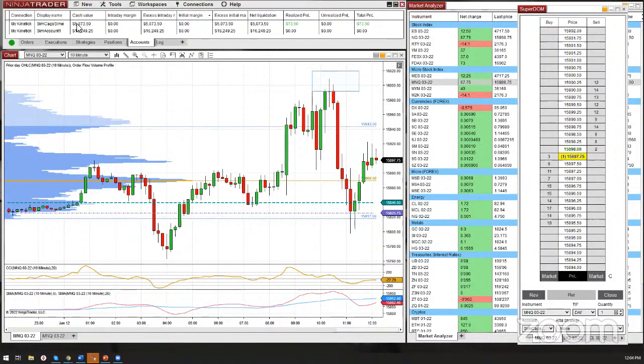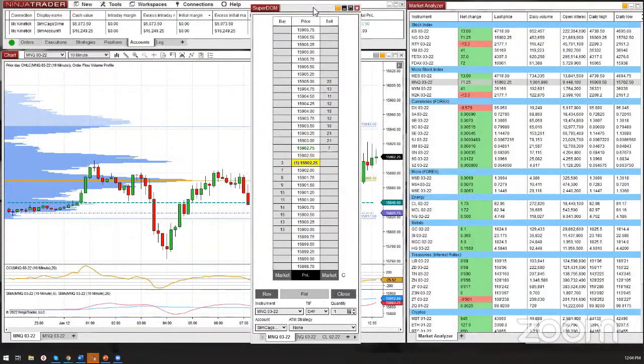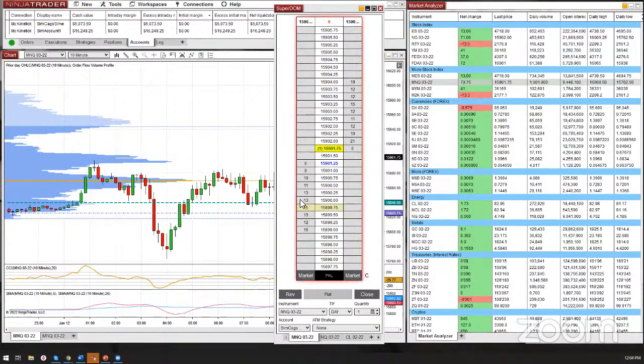This is the control panel. I have a couple of sim accounts here with some sim money in them and some statistics on them as well, and we'll talk about that as we go forward. I have a trading ladder here. This is the NinjaTrader Superdome, and this is really where the rubber meets the road for futures trading.